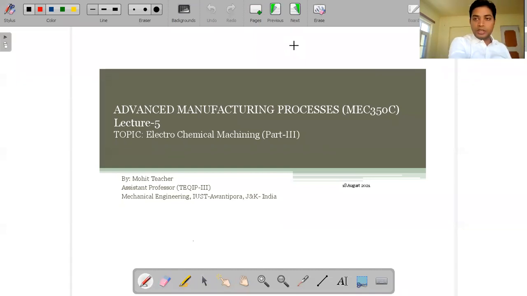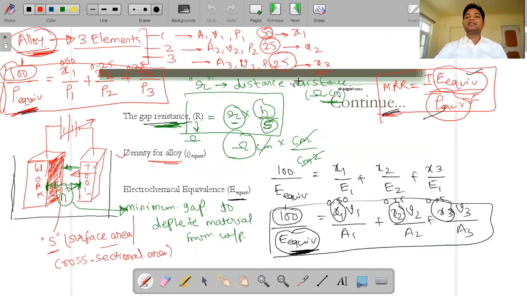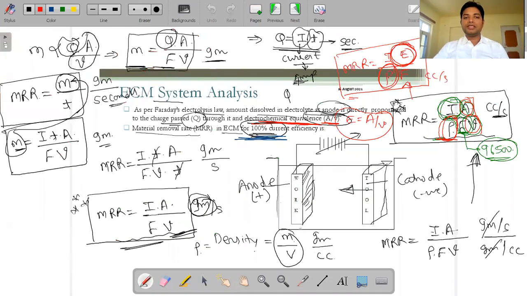Today we are going to discuss lecture number 5. In the last two lectures we were discussing electrochemical machining operations. In the last lecture, we discussed some of the formulas, or how the material removal rate is formed. So that formula we have seen.